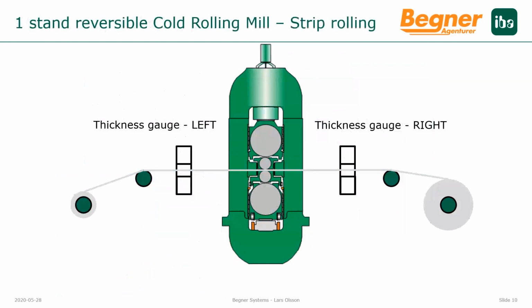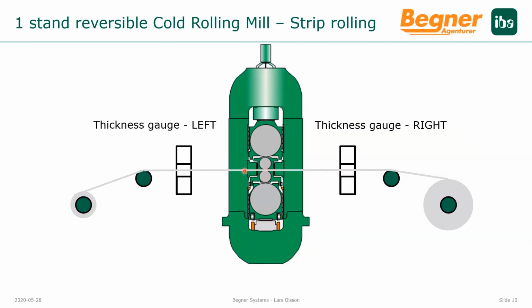Some introduction to the process today. I have chosen a one-stand reversible cold rolling mill for strip rolling. Just a few words, because we have to follow this when we do the example later on. We have an uncoiler on the right-hand side, some deflector roll and a thickness gauge measuring the thickness. Strip stand with 2 work rolls.